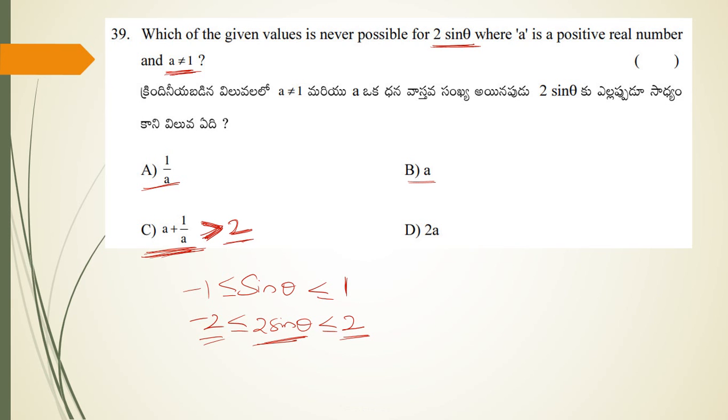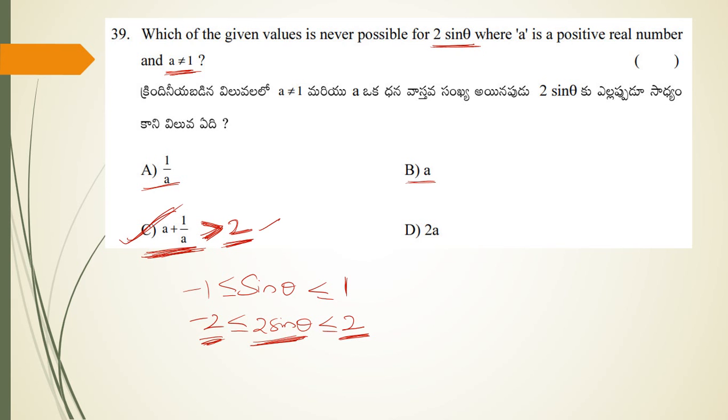That means, already we know that 2 sin theta always lies between minus 2 and plus 2. But in this particular situation, what I am getting is greater than 2. So that means this is not possible. The remaining values are all possible, but a plus 1 by a is not possible.